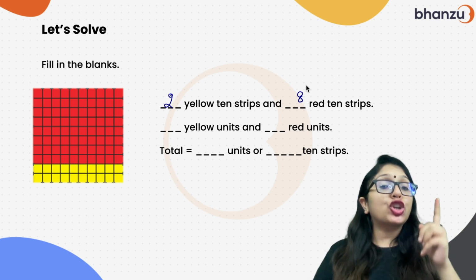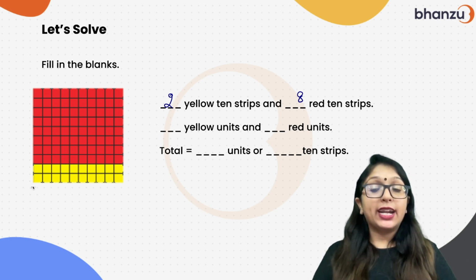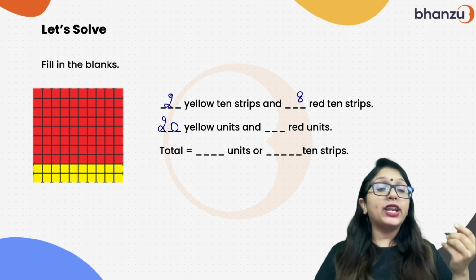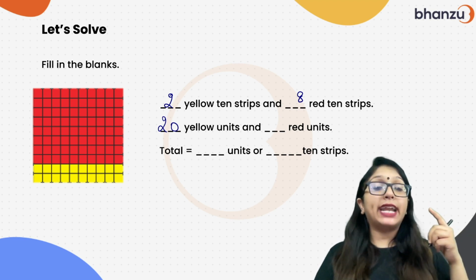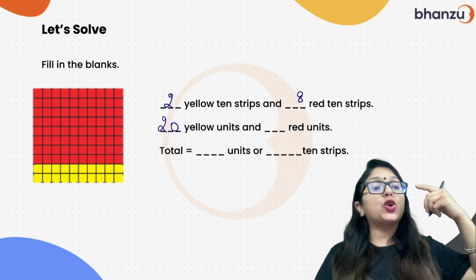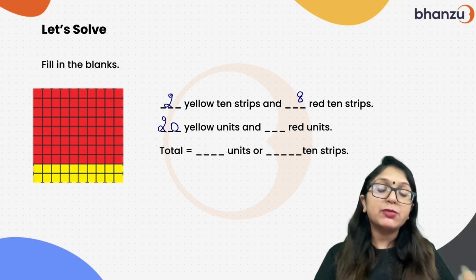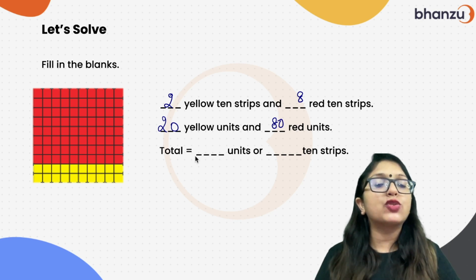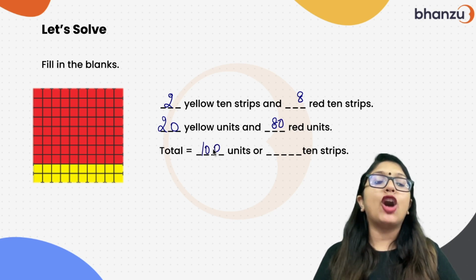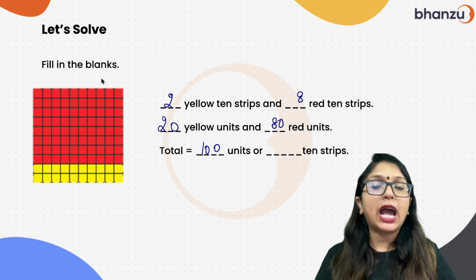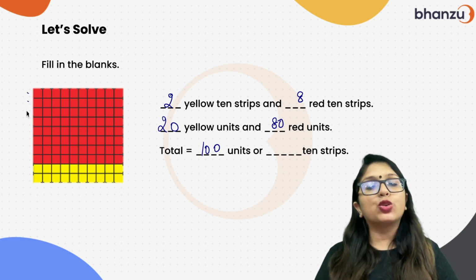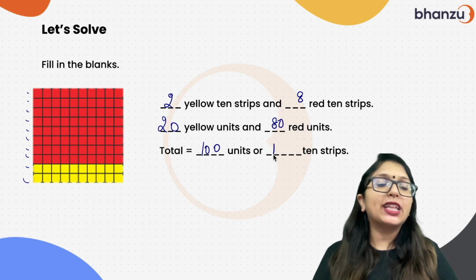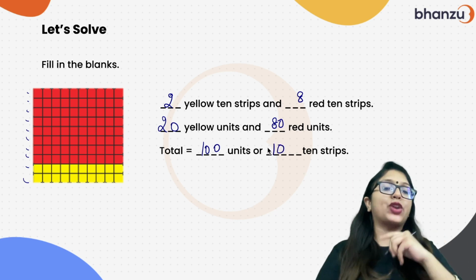And so total number of units will be what? 10 plus 10, 20. So this is 20 here. How many red units? So here we know that 8 red 10 strips are there. You need to add 10 8 times. So this will become 80 red units and total units will be 100. And how many total 10 strips are there now? We can count it: 1, 2, 3, 4, 5, 6, 7, 8, 9, 10. So this is 10 strips.